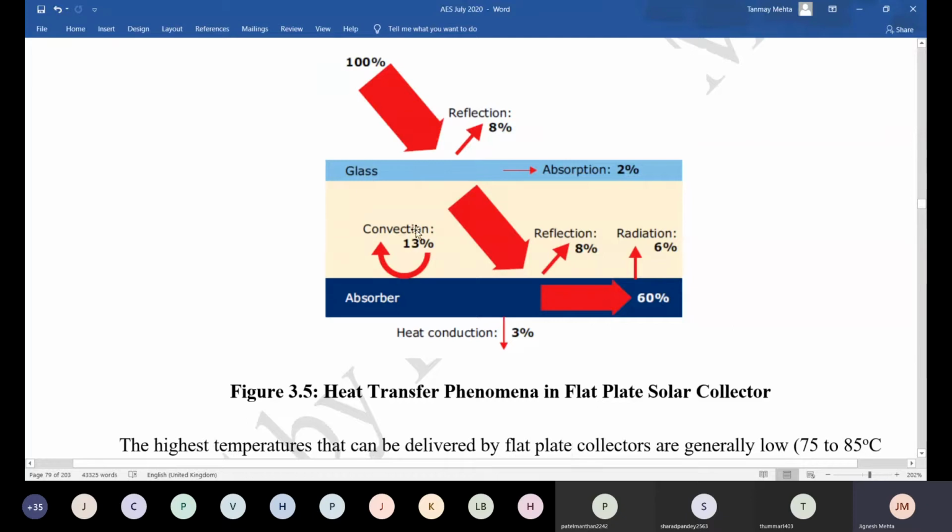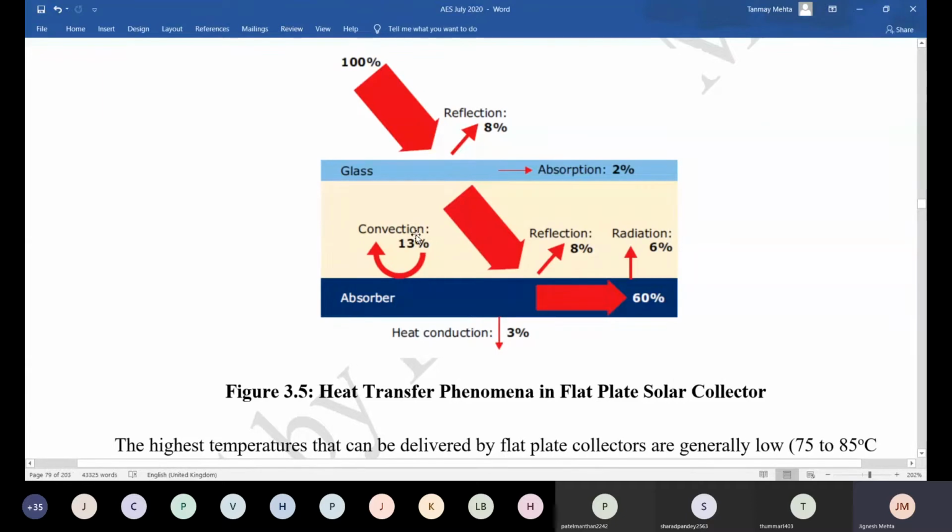Though it's just shown as convection here, it is a combination of: one, natural convection taking place here; two, conduction through the glass; and three, forced convection taking place here. That's how the heat is dissipated from the absorber plate to the outside atmosphere, by conduction to the air or wind. So this is one type of loss, convection loss, which is shown to be around 13% here. This loss is also called top loss, because it occurs from the top.